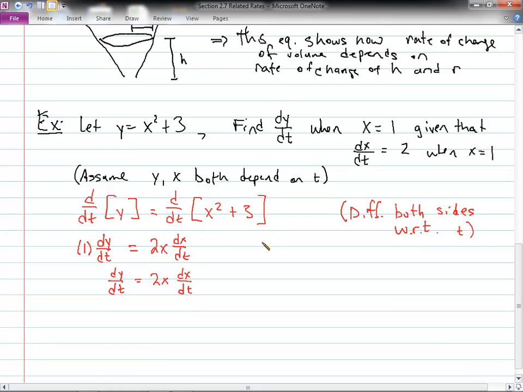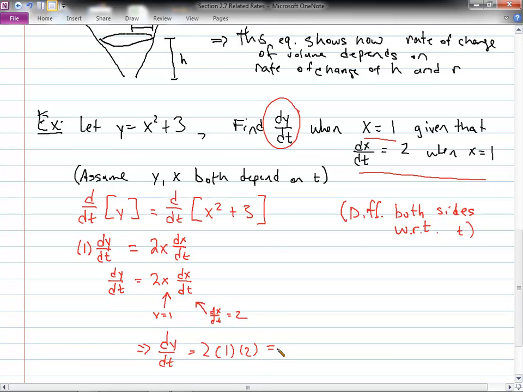Okay? Now we're asked to find dy/dt, but we're given that x is equal to 1, right? And we're also given that whenever x is equal to 1, dx/dt is equal to 2. So dx/dt equals 2, which means dy/dt is 2 times 1 times 2, or 4. Okay? So y is changing at 4 units per unit of time.